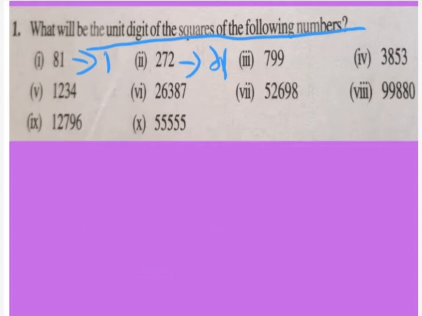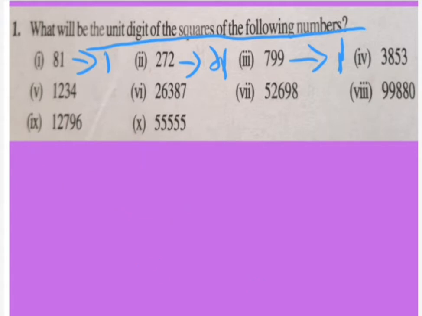Now, we will do it for the next question. 799. Unit place is 9. 9 square is 81. So the unit place of this number is 1. If you are getting a double digit number after squaring, there also you take the unit place only. No need to consider the tens place or hundreds place if it is a 3-digit number.